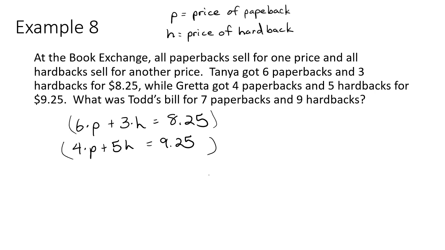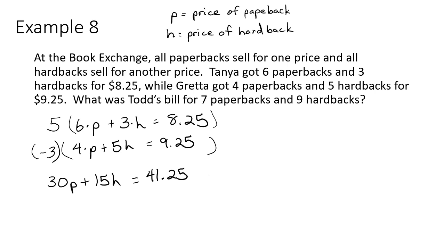So I want the H's to be the same coefficient but opposite signs. So maybe I multiply the top one by 5 to get a positive 15, and I multiply the bottom one by negative 3 to get a negative 15H. So if I distribute that through, the top equation is now 30P plus 15H is going to be equal to 5 times $8.25, which would be $41.25.